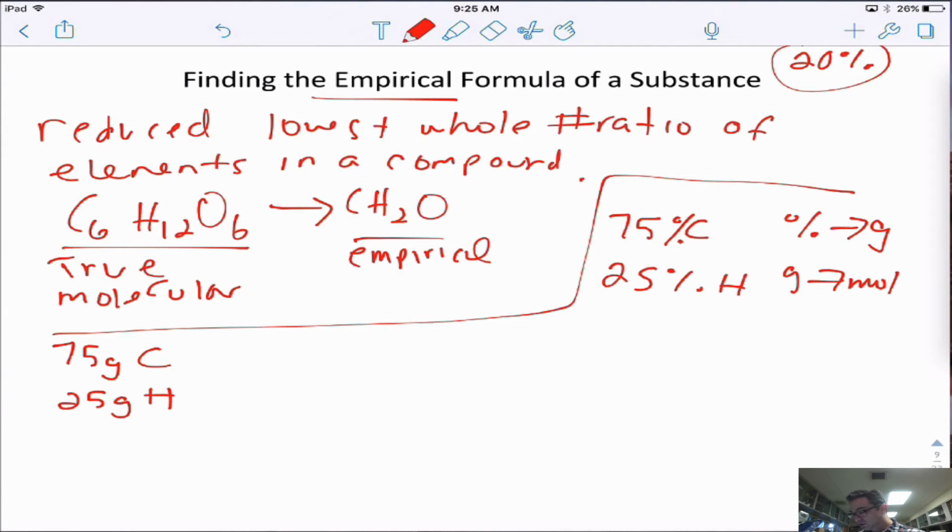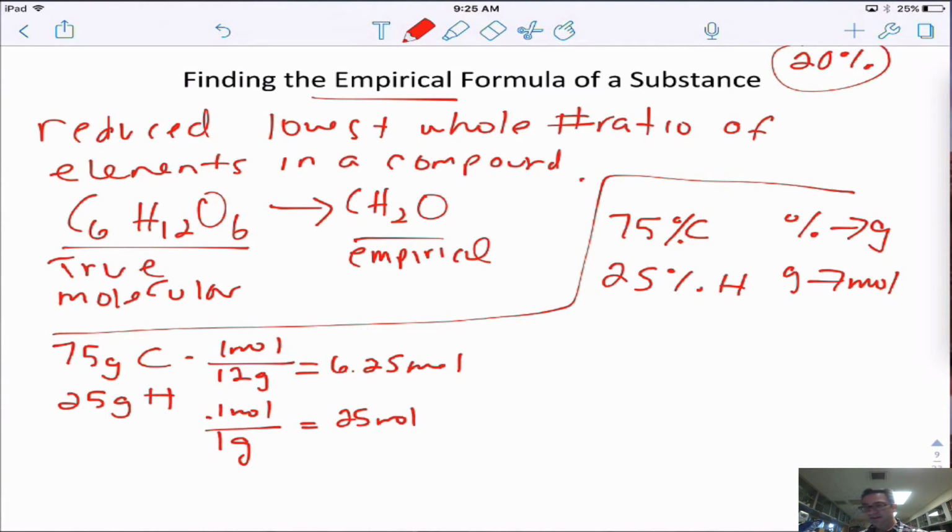So to change carbon from grams to moles, I times it by 1 mole over its 12 gram formula mass, and I get 6.25 moles. Now I can do this with hydrogen, so I can do times 1 mole over 1 gram, and that gives me 25 moles. At this point, I do have a formula. My formula would be this, C6.25 H25.